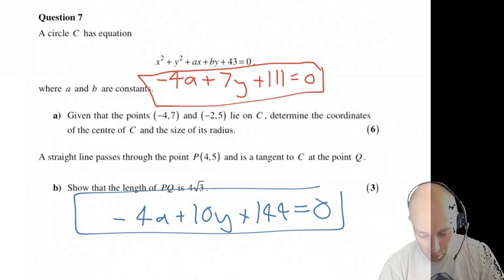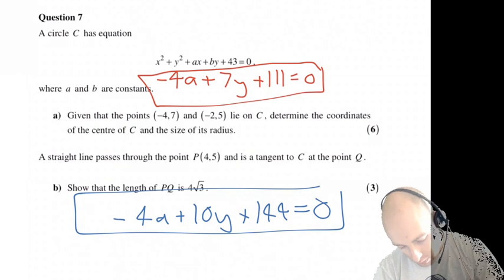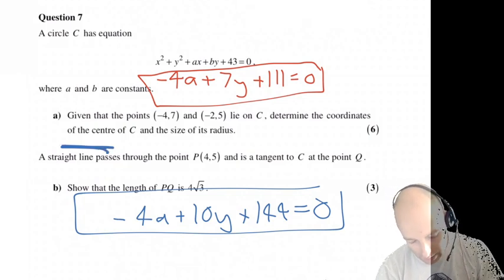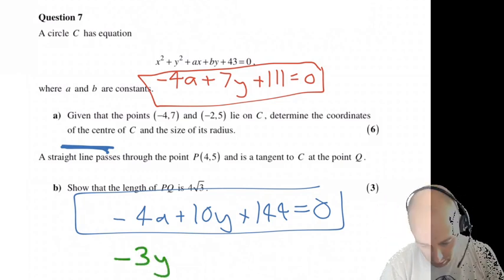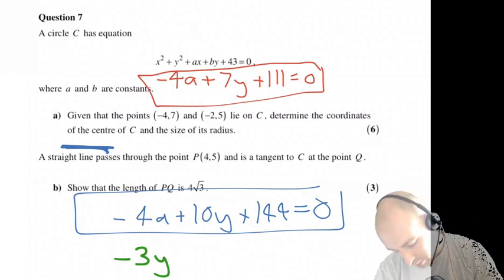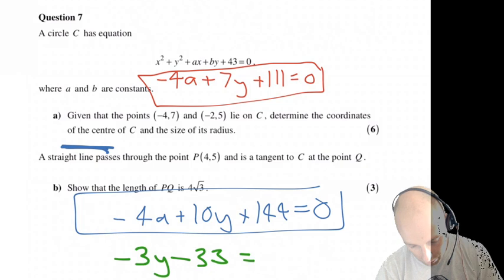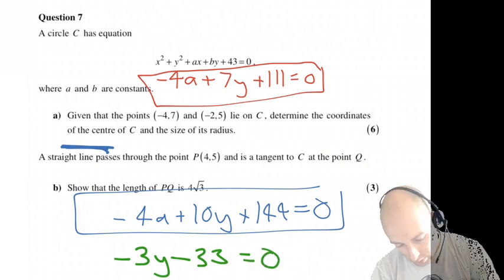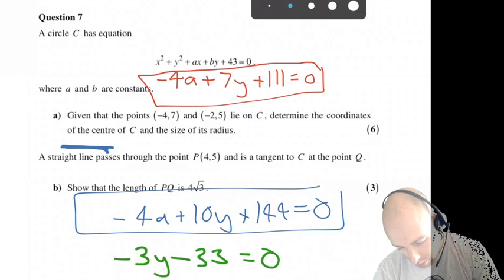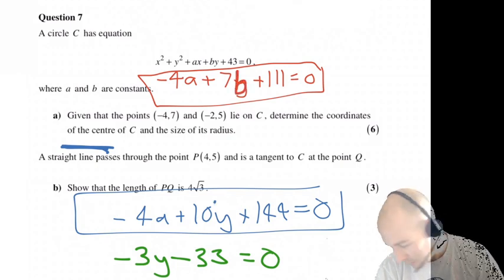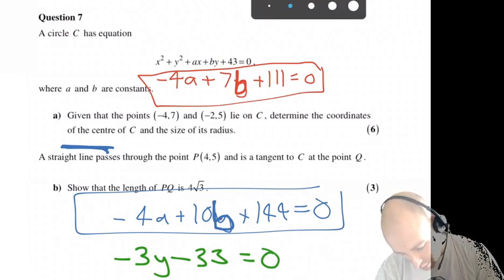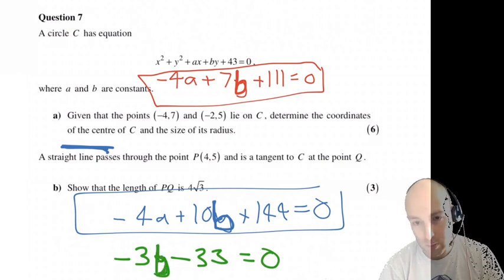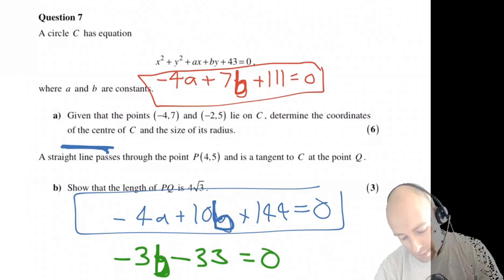So I'm going to subtract these in order to cancel out the a's. So nice big minus sign. So the a is going to cancel. We get 7 take 10 is going to be minus 3b. And 111 take 144 is going to give us minus 33 equals 0. Where I've said y all along, I meant b, so just spotted that. It's not y, it's b. So if we solve this, minus 3b equals 33. So b is going to be minus 11.